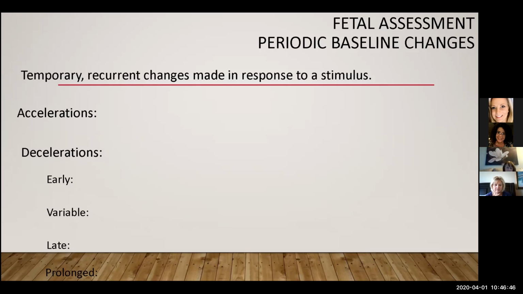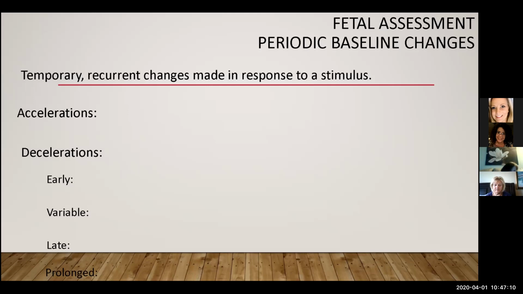They're most often seen during the active stage of any normal labor, during pushing and crowning. They're caused by fetal head compression, which results in a reflex vagal response. They're not indicative of fetal distress, and they don't require any interventions. So early decelerations are okay.